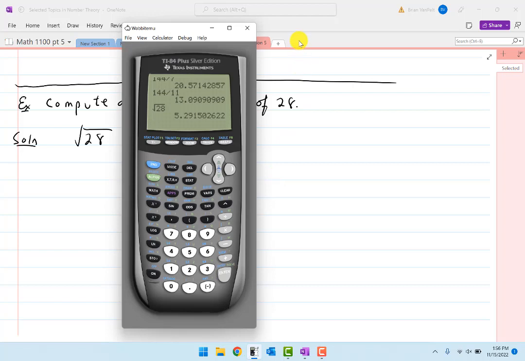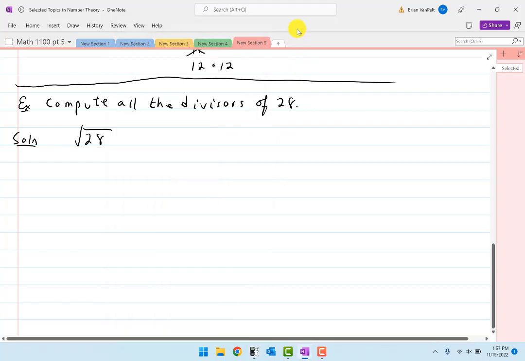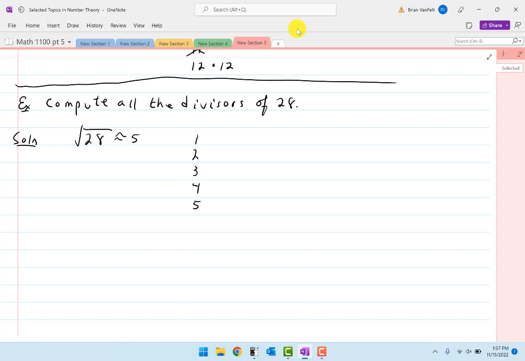A little more than 5. So this is approximately equal to 5. So I only need to do 1, 2, 3, 4, and 5. This one I'm probably going to be able to do in my head. Starting with 1, well, that's always the easiest one.